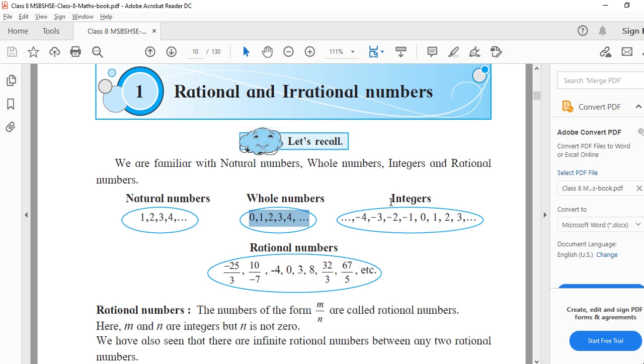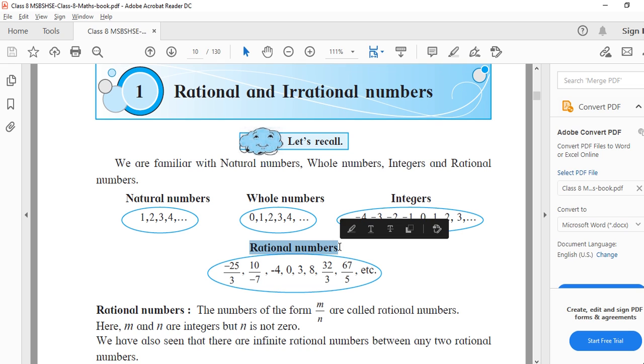Now let's see what we mean by integers. Integer is basically a mix of positive and negative numbers, so those are called integers. So if you see here clearly, we have 1, 2, 3 positive, then we have 0, then we have negative numbers starting from -1, -2, -3 and -4, and so on.